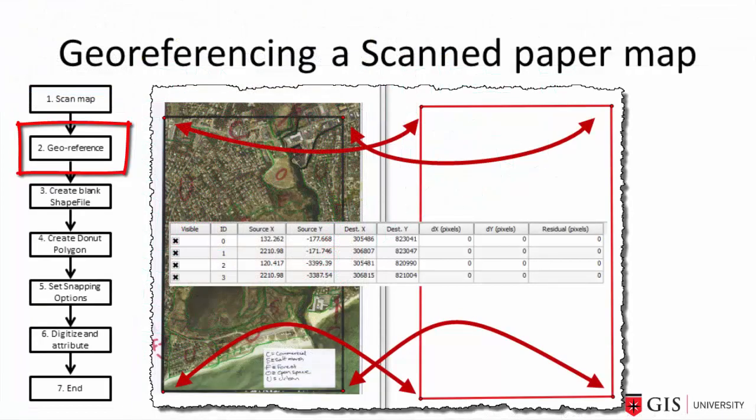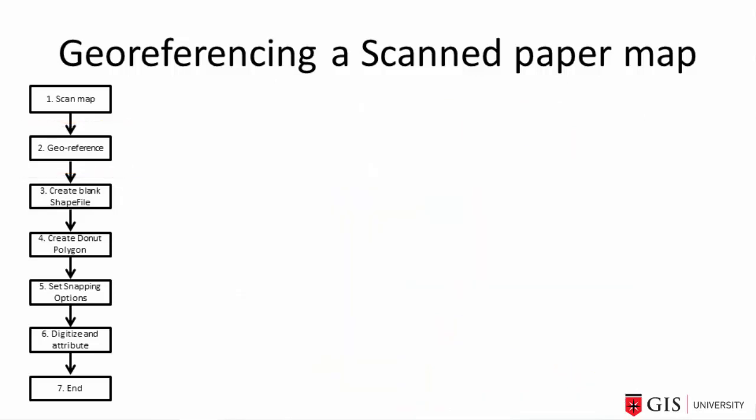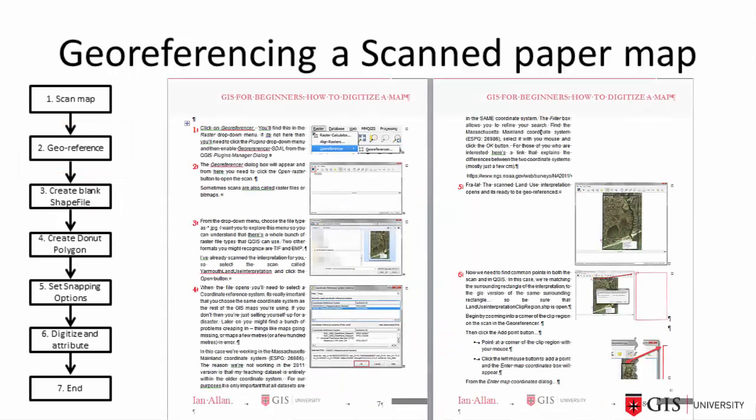Now we do this by matching the corners of the clip region in the scan to the corners of the same clip region in the QuantumGIS map. Now the easiest way for me to show you this is to look at the instructions in the text and just go through them step by step.